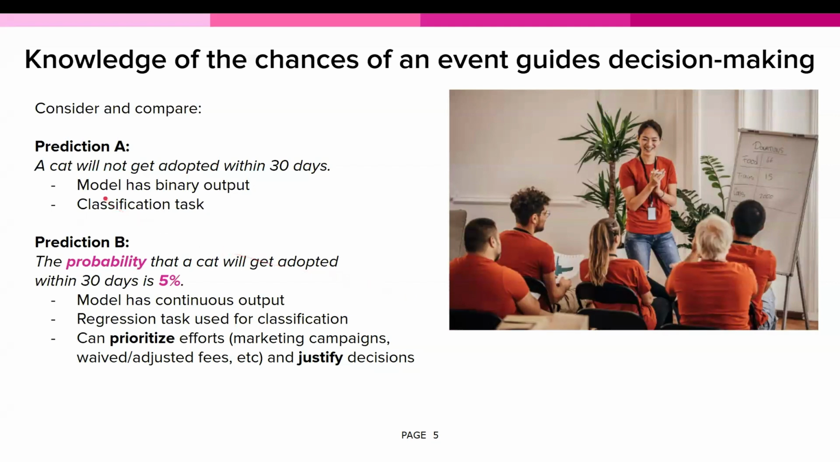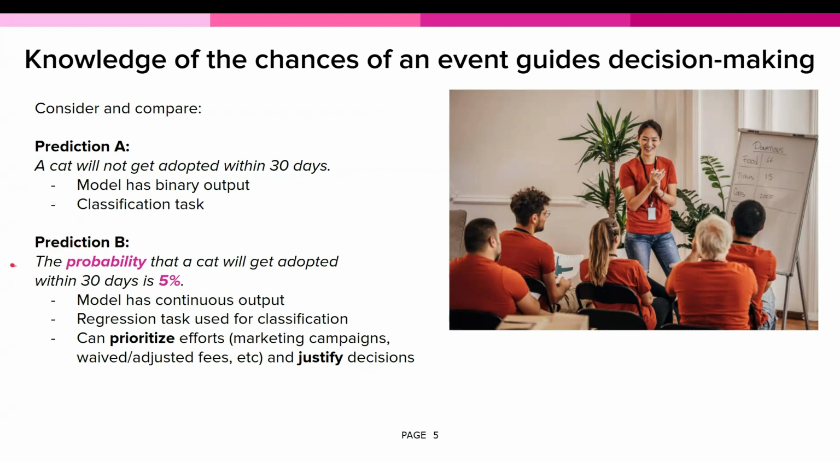Prediction A: a cat will not get adopted in 30 days. It's a simple yes, no answer, a straightforward classification task that just gives us a binary output. But we only have the result, right? We don't have any kind of degree of certainty or likelihood of that result. And as we know, predictions, performance on the test data that we haven't seen yet, can be wrong sometimes. And in this case, if we're wrong, that can have real world consequences.